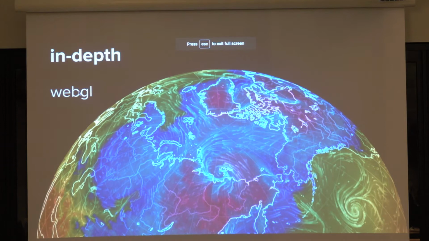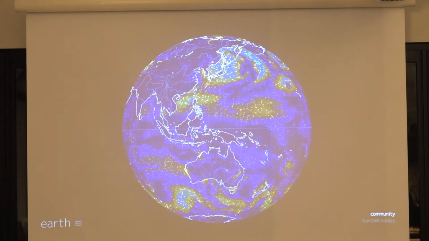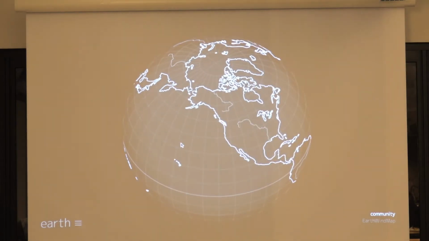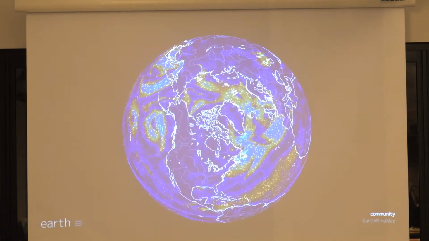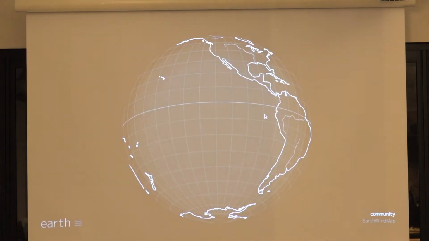Now I started out with Canvas for the colors, but switched to WebGL. And this is what the original implementation looked like. Whenever you would rotate the globe, the colors would disappear. Not great. Right?